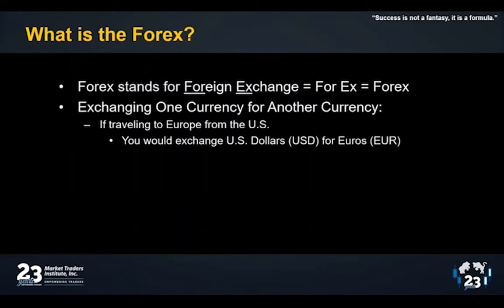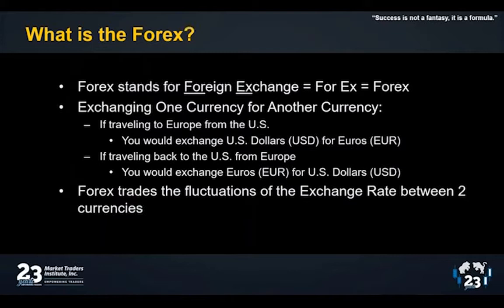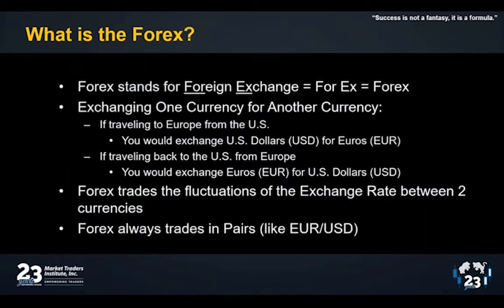For example, if you're in the US and you travel over to Europe, you would exchange US dollars for euros, okay? And then maybe at the end of the trip, you have some extra euros and you come back to the US and you trade those euros back for US dollars. Well, guess what? You just did a Forex transaction. So it really isn't that complicated. So trading the Forex means you trade the fluctuations of the exchange rate between 2 currencies. Forex always trades in pairs, meaning 2 currencies, like the euro US dollar, or the US dollar Swiss franc, or the Swiss franc Japanese yen, or the Japanese yen New Zealand dollar. So it's always 2 currencies.